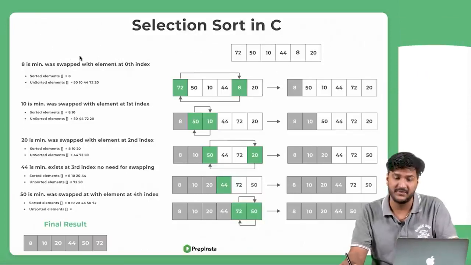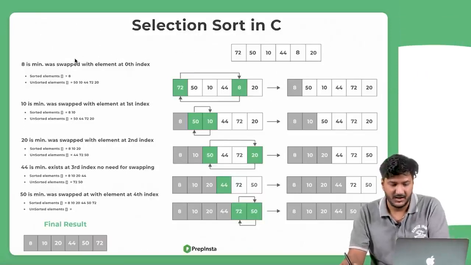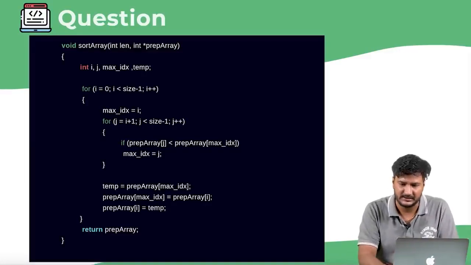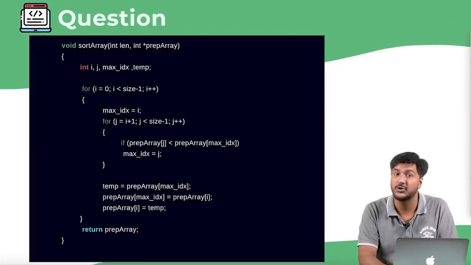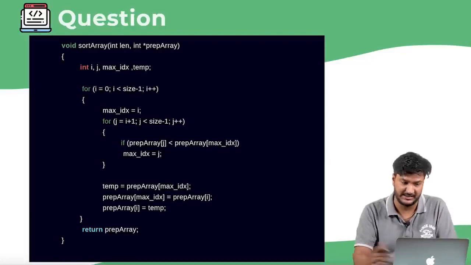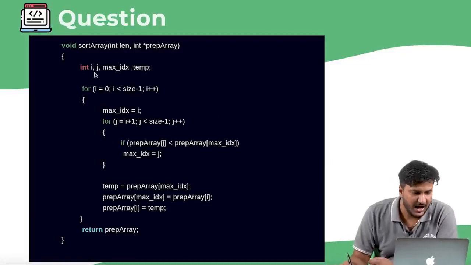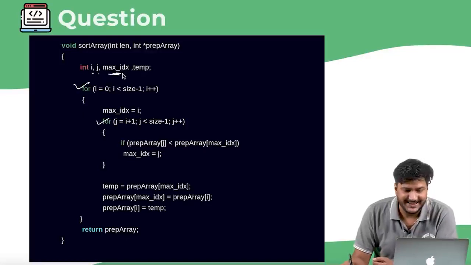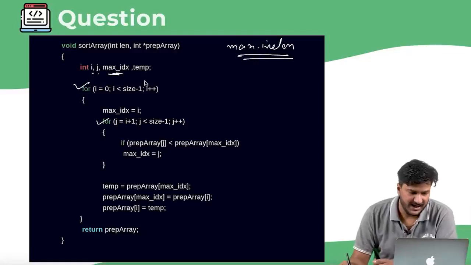So let's go back to the question that we have, and try to understand exactly what is happening and what is wrong in this particular program. You need to be good with data structures here, that is what they are implying. I have i for my first for loop and j for my second for loop. Then I have max index, because I want to find the maximum index value. And then I have temp, which is used to swap values.